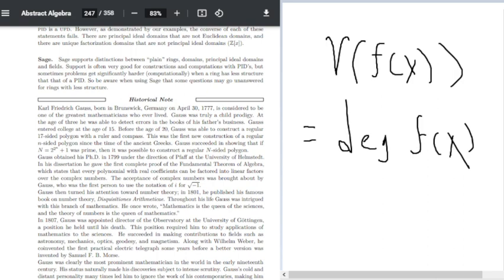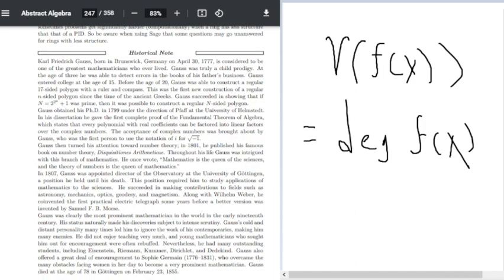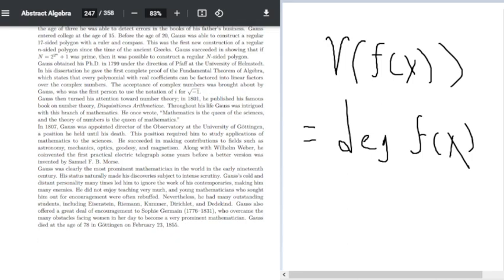The acceptance of complex numbers was brought about by Gauss, who was the first person to use the notation i for the square root of negative 1. Gauss then turned his attention towards number theory. In 1801, he published his famous book on number theory. It's Disquisitiones Arithmeticae, something similar to that from the looks of it. I'm not even going to try to properly pronounce that. Throughout his life, Gauss was intrigued with this branch of mathematics. He once wrote, mathematics is the queen of the sciences, and the theory of numbers is the queen of mathematics.